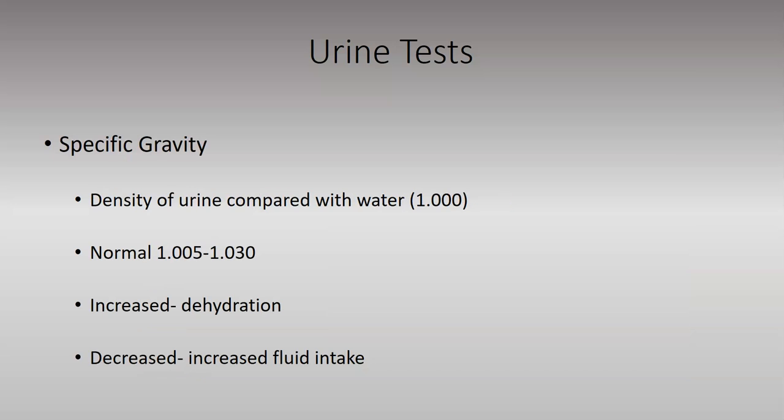Other urine tests are going to look at specific gravity. This is density of urine compared with water, which is 0.000. Normal is 1.005 to 1.03. I think some books actually go from 1.005 to 1.002. Again, don't get hung up on the idea that it's just off by 1/100th of a point. Just kind of know that if it's really high or if it's really low, that there's really something going on with the kidney. Again, this specific gravity can be increased by dehydration. It can also be decreased with increased fluid intake.